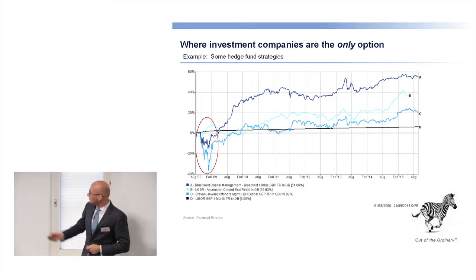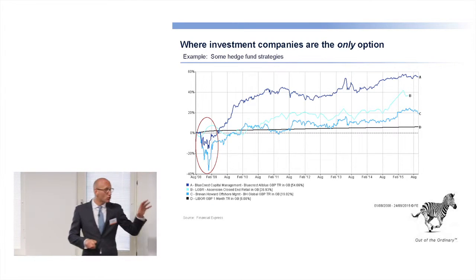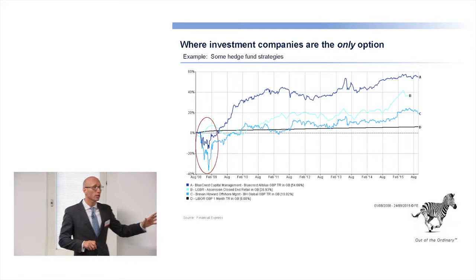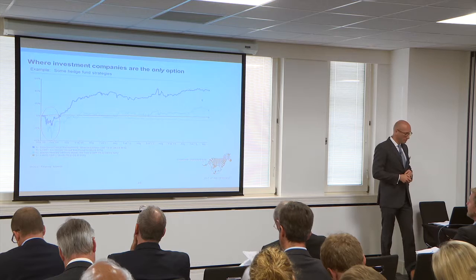Okay. Now note, in 2008, in periods of extreme stress, these share prices will sell off along with everything else. Okay? Everything correlates to one. But look how quickly those share prices bounce back.